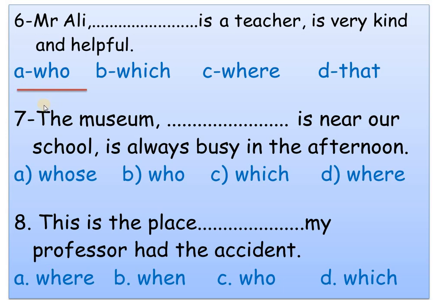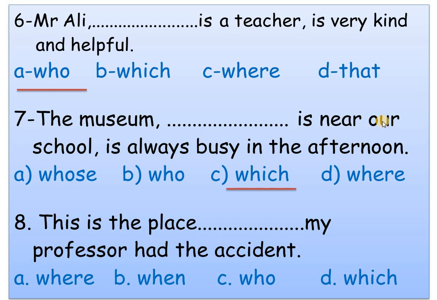Number 7, the museum. The same as number 6. It is a non-defining sentence. The museum, which is near our school, is always busy in the afternoon. Museum is a place. Okay? But now the museum is a place, but we don't do anything inside the museum. Only describe.